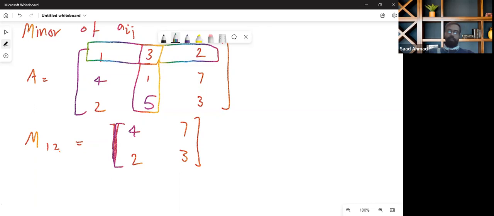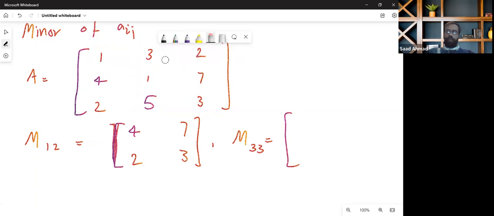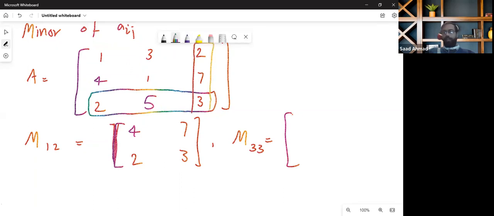This is M1,2. Let's say I want to find M3,3. We will ignore the third row and third column like this, and write the remaining. And then we find the determinant of this one, like the 2 by 2 that we learned before.